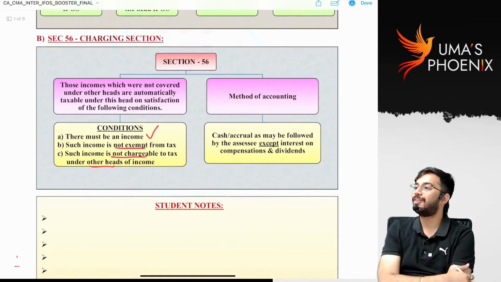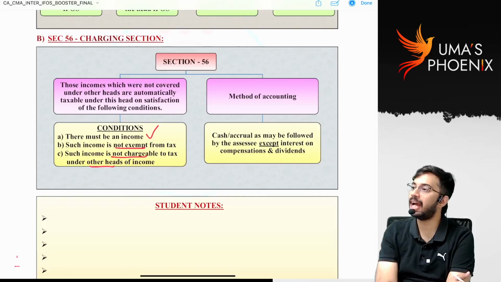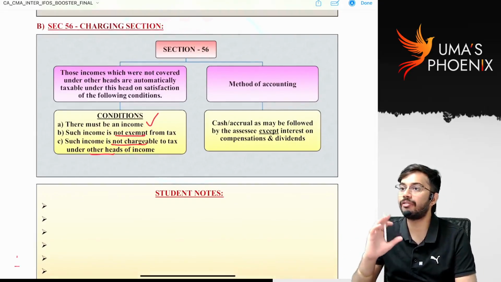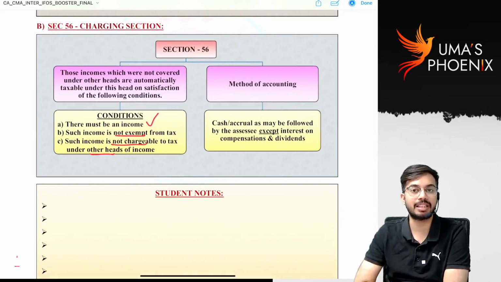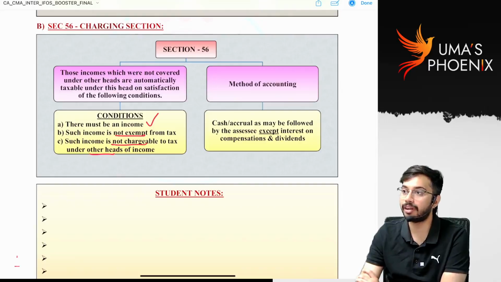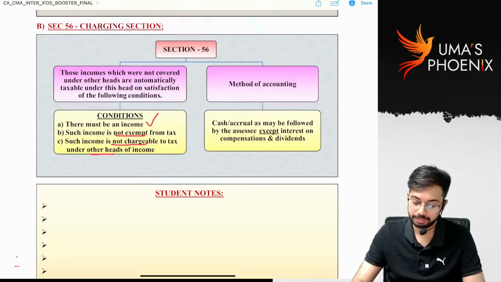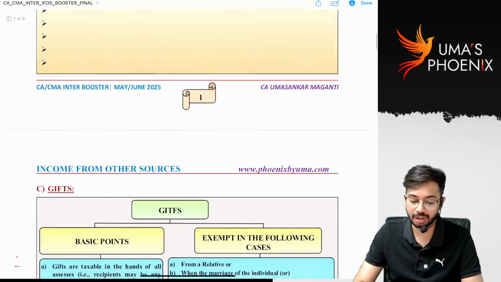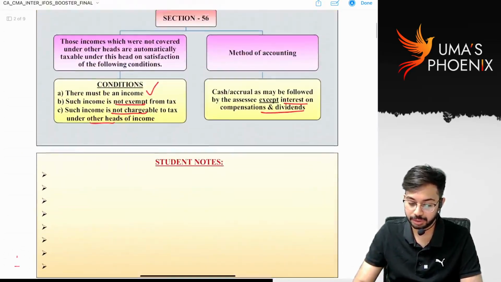What is the method of accounting followed? Under the head PGBP as well as under the head other sources, the method of accounting followed is the same. Accrual or cash basis, whichever is beneficial to the SSE. That means whatever method of accounting is followed by the SSE, whether it is accrual basis or cash basis, that method of accounting is applicable for calculation of income under the head other sources. Is it clear? Except interest on compensation and dividends, because interest on compensation is always taxable under other sources.